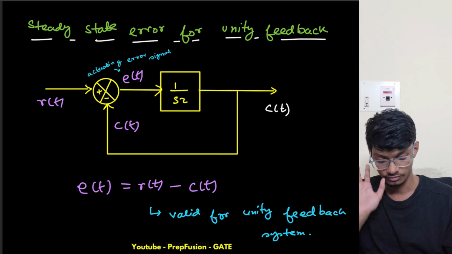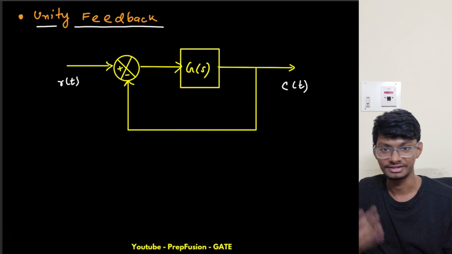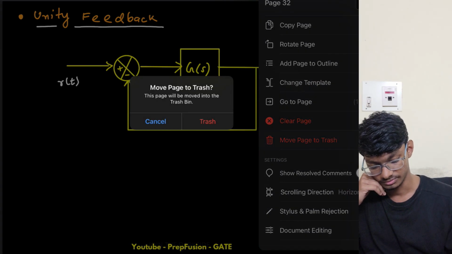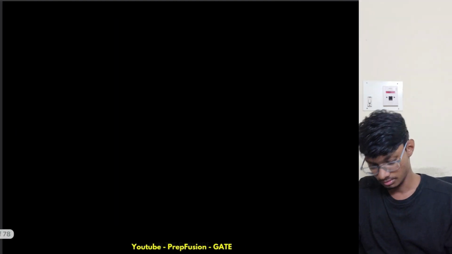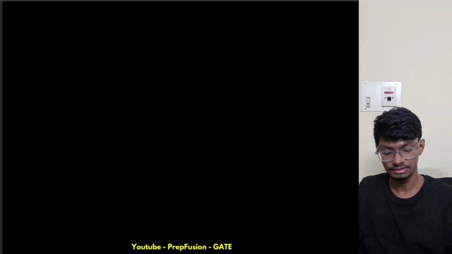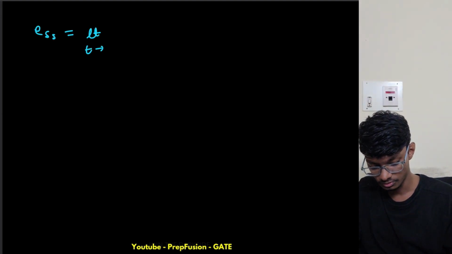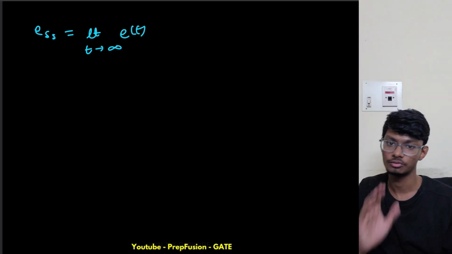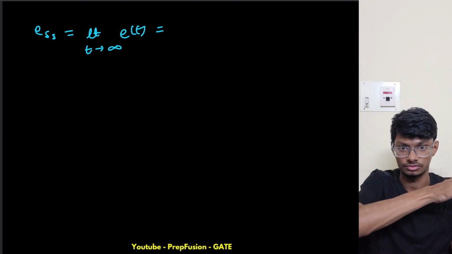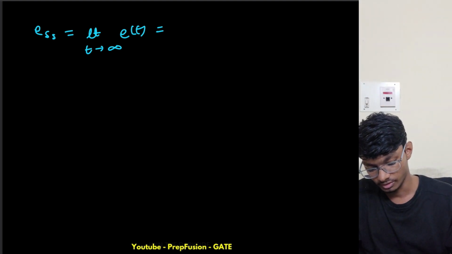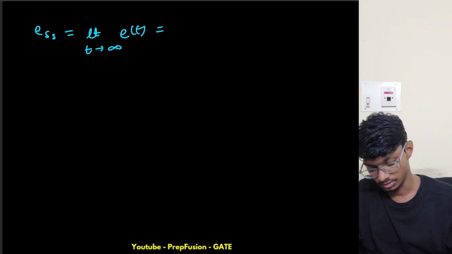So let's find the error for this one. Error is defined for the steady state, and that's why you call it steady state error. So steady state error will be equal to the limit as t tends to infinity of E of t. We put t equals infinity in this E of t signal, but we can also convert this into Laplace. If I convert this into Laplace, we use the final value theorem.